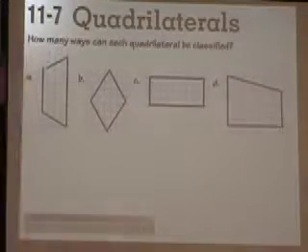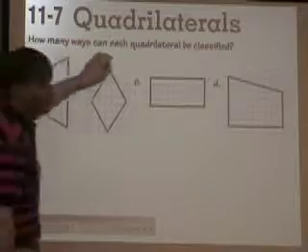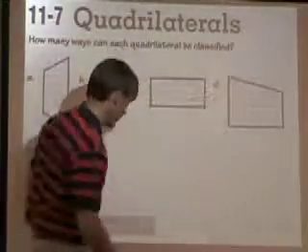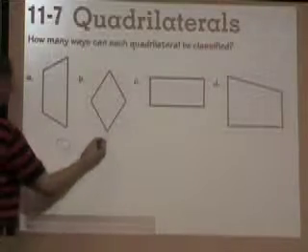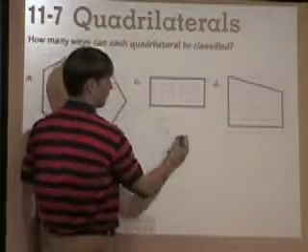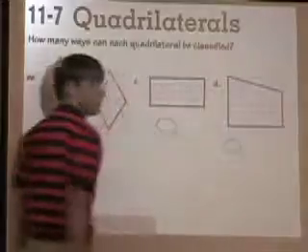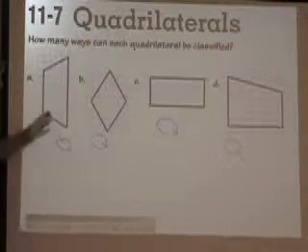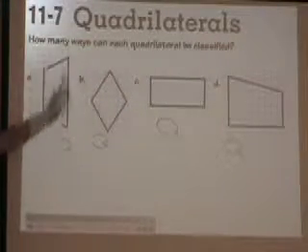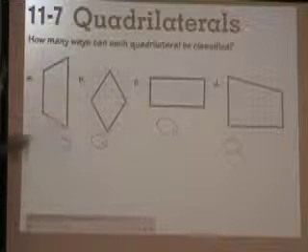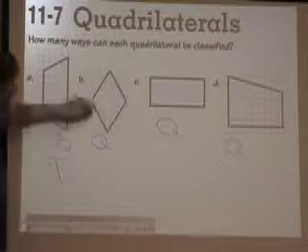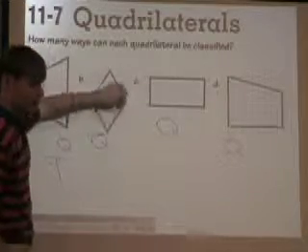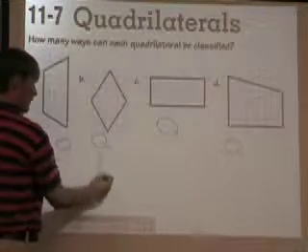Now on these four, it says how many ways can each quadrilateral be classified? Now you know right away that each one is a quadrilateral. All these are quadrilaterals, so you can write quadrilateral on all of them. Now this one, these two sides are parallel, but these two aren't, so this is a trapezoid, and that's it. Here, what's this thing? A rhombus.